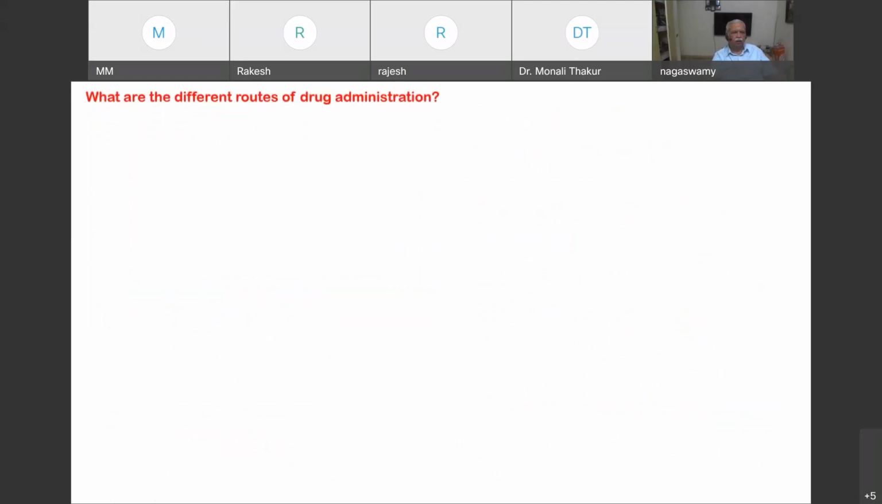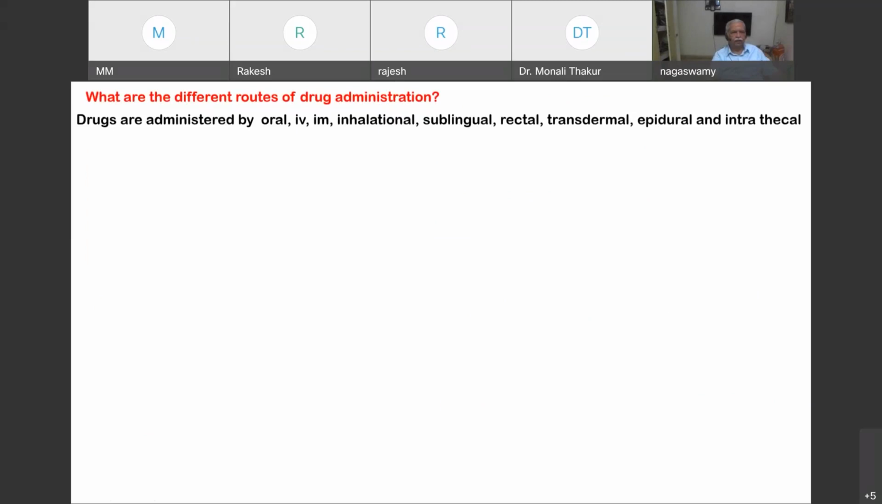What are the different routes of administration of a drug? A basic pharmacology question, which you have studied as a third year student. Oral, intramuscular, intravenous, subcutaneous, inhalational, sublingual, rectal, epidural, intrathecal. Very good. Okay.